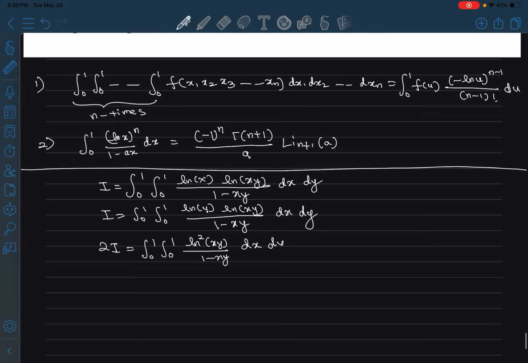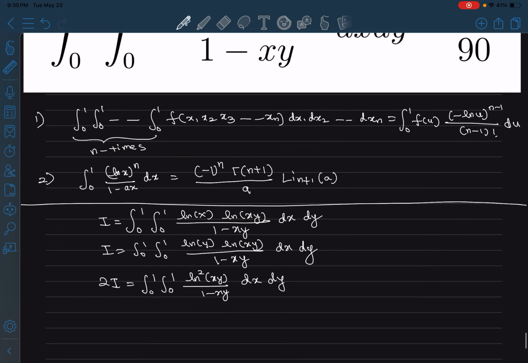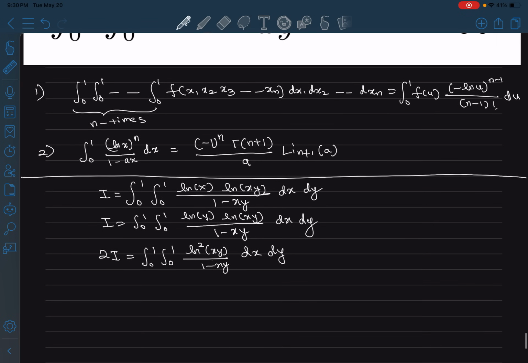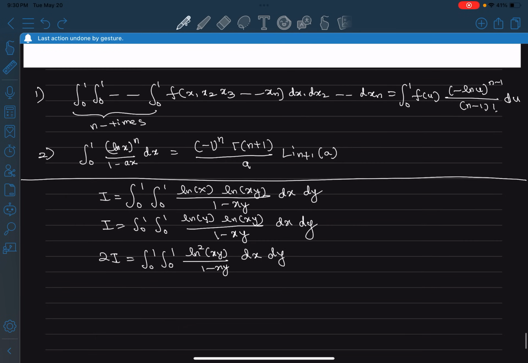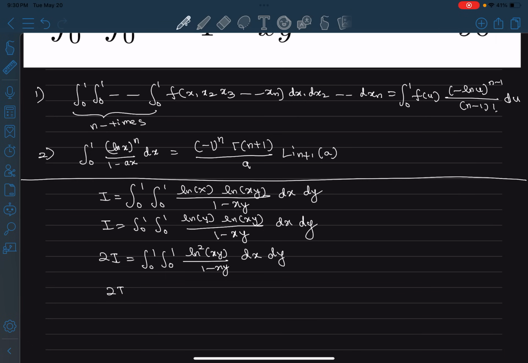This is pretty beautiful. Now you can use our first formula, because this is entirely a function of the product xy. That means our n is 2 in this case. Using the formula, we get the integral from 0 to 1 of our function, ln squared u divided by 1 minus u, times negative ln u to the power 2 minus 1, divided by (2 minus 1) factorial, du.